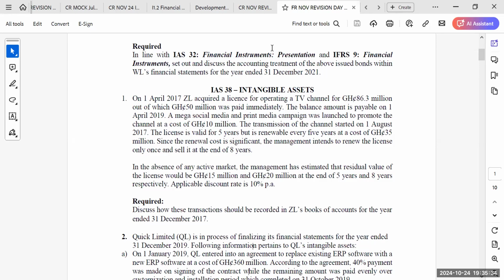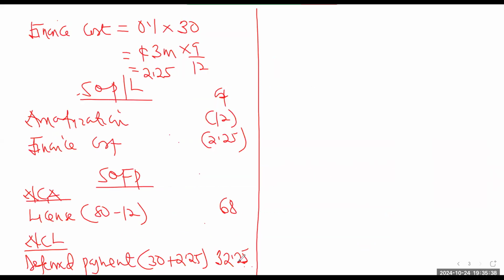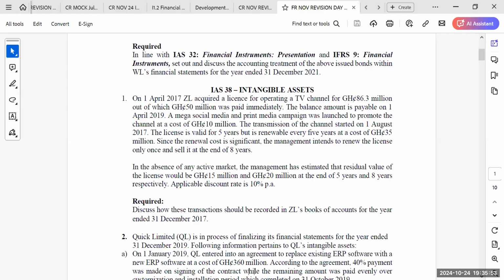The advertising cost should be expensed. So in the statement of profit or loss, the advertising cost should come here. So we have advertising cost of 10 million. Now let's look at the renewal fee. We are buying the asset at 80 million, isn't it? And the renewal fee is 35 million. That is up to half of the cost, so that is significant.